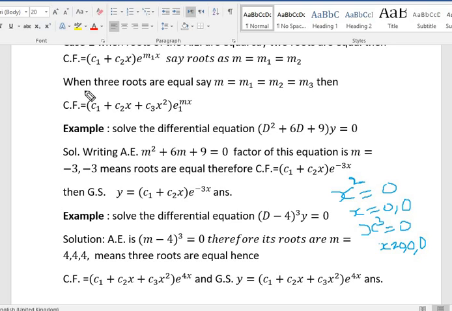So what I told you, in the case when roots of the auxiliary equation, say 3 roots, are equal, m1 = m2 = m3, then the complementary function will be (c1 + c2x + c3x²) e^(m1x). So here, because 3 roots are equal, the CF equals (c1 + c2x + c3x²) e^(4x), and the general solution is y equal to the complementary function, that means (c1 + c2x + c3x²) e^(4x). This is your answer. Hopefully you understand that.